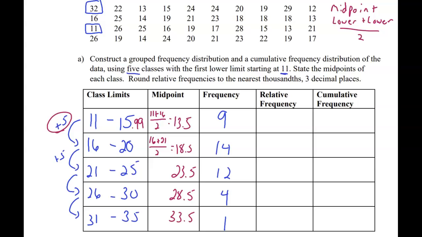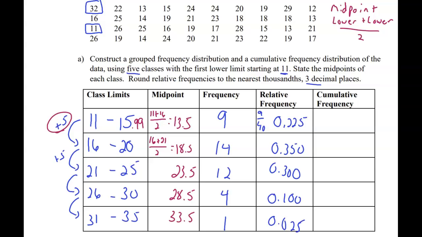Relative frequency, remember you're going to take the frequency, so this 9 divided by how many total values you have, so you're going to take 9 divided by 40, and it tells us we're going to round to 3 decimal places. So that's going to be a 0.225. We're going to take 14 divided by 40, so that's going to be a 0.350, a 0.300, a 0.100, and a 0.025.